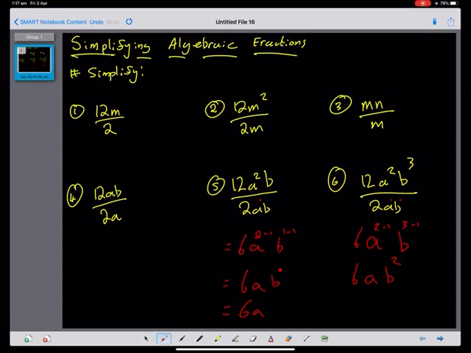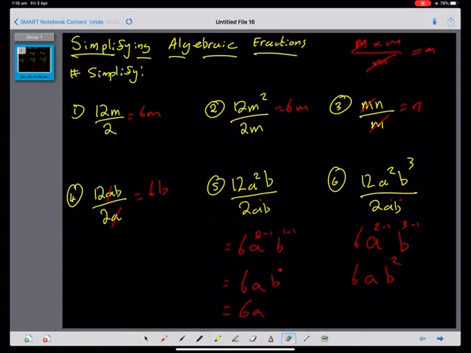Okay, so hopefully you've done that now. 12 divided by 2 is 6m. 12 divided by 2 is 6. And we've got m squared divided by m is just m. We can show that m squared is m times m, divided by m just gives m. We can cancel, then give n. 12 divided by 2 is 6, and we can cancel. Cancelling is dividing, a divided by a is 1. Okay, so hopefully you got all those correct.